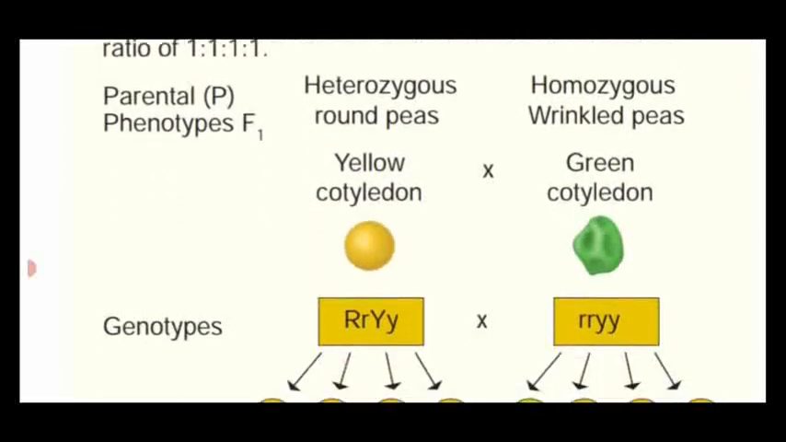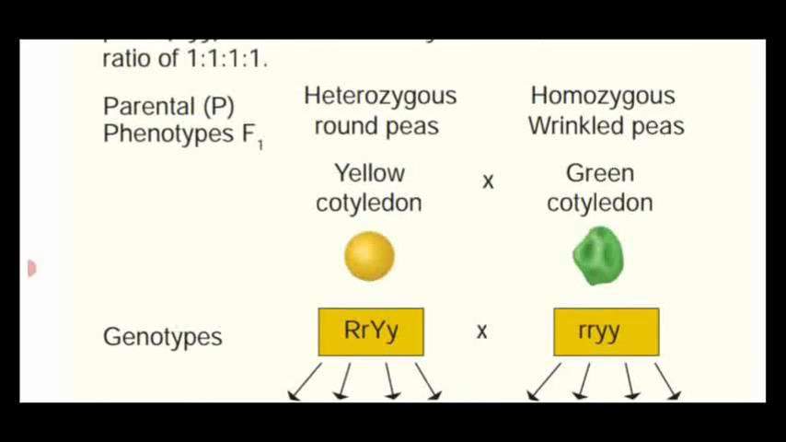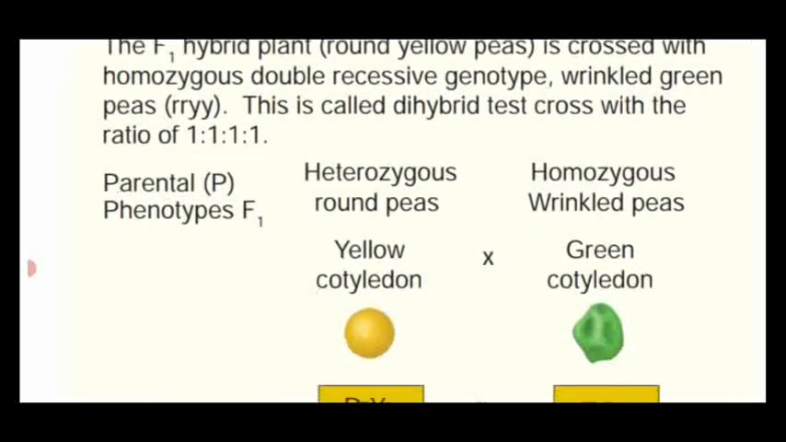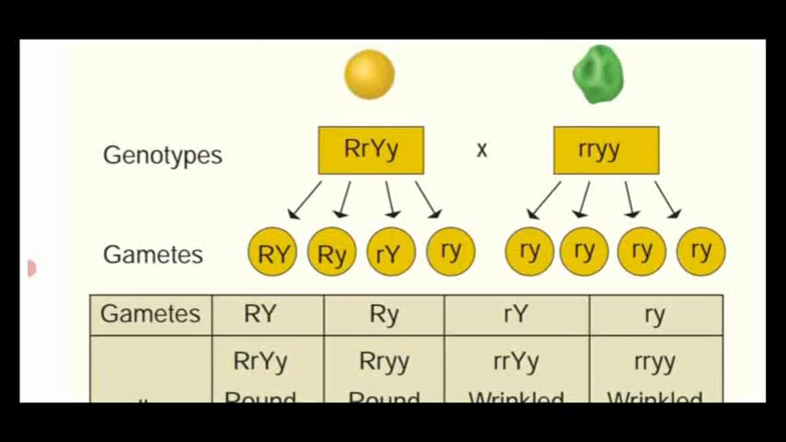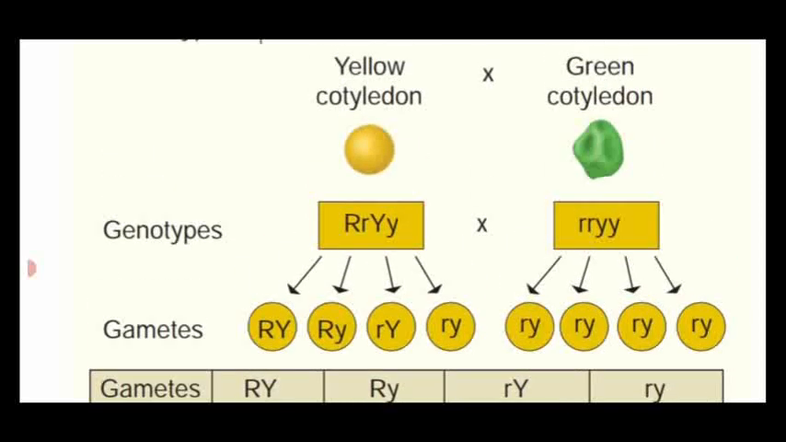See the cross. Heterozygous round, yellow cotyledon plant in the F1 generation is crossed with the homozygous wrinkled, green cotyledon plant. The genotype is capital R, small r, capital Y, small y, which we get in the F1 generation. This is the recessive parent, genotype small rr, small yy.